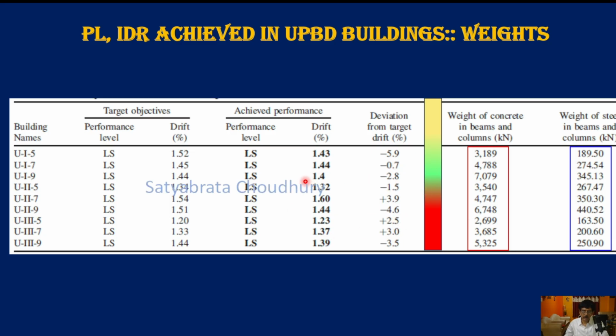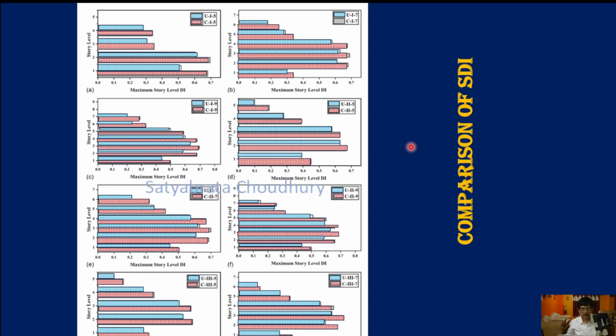So the two categories of buildings, C15 to C39 and U15 to U39, have the same performance level and drift. So they are on the performance based platform, they are having the same performance. Now the weights of the concrete and steel of the UPBD buildings are shown here. Now we compare all the parameters.